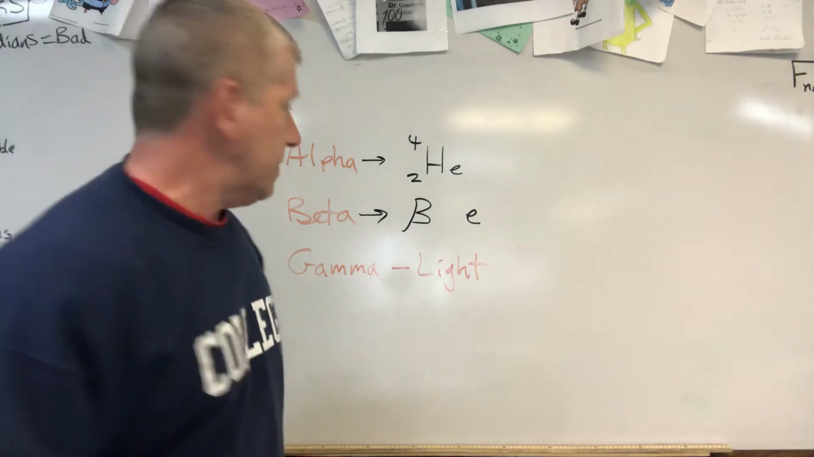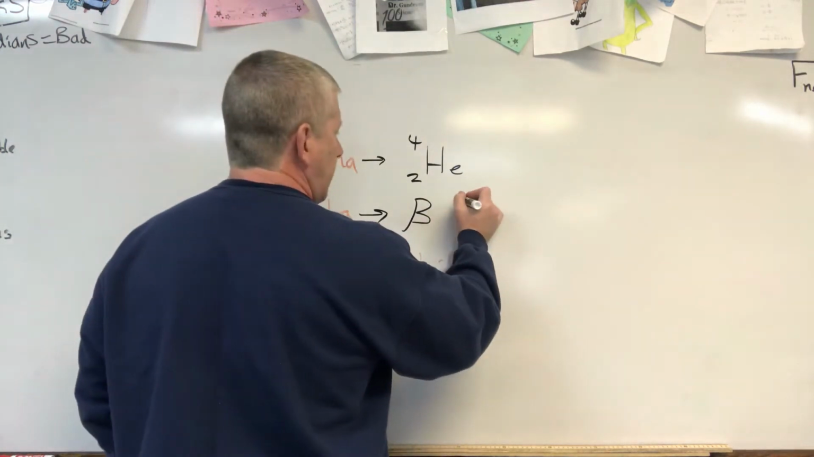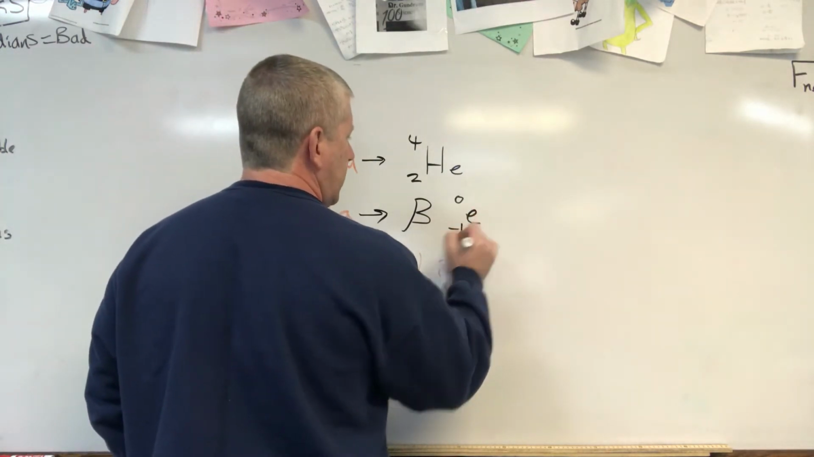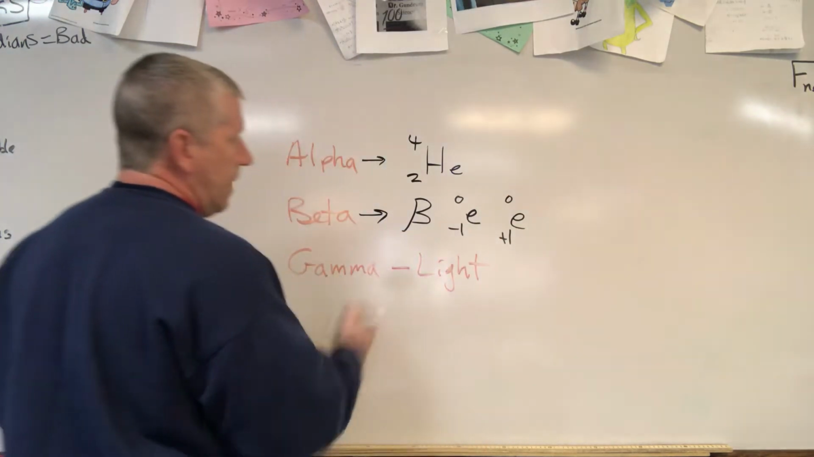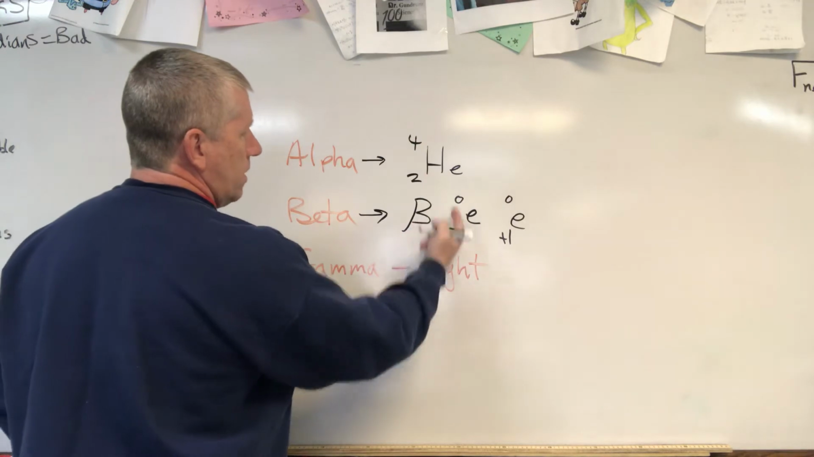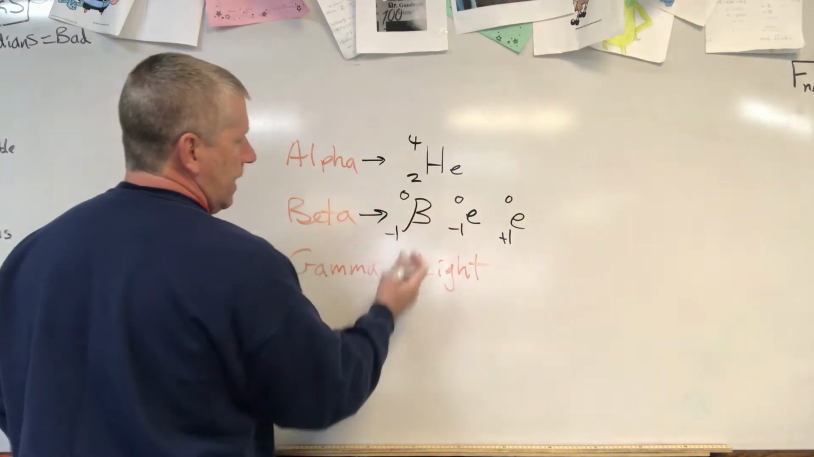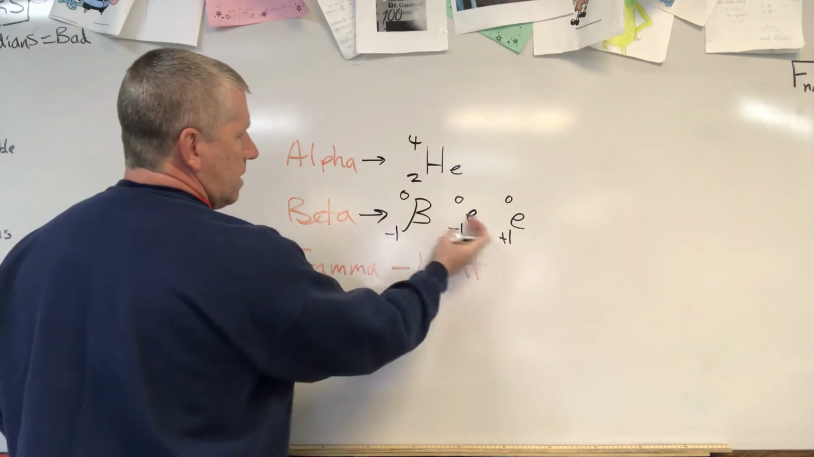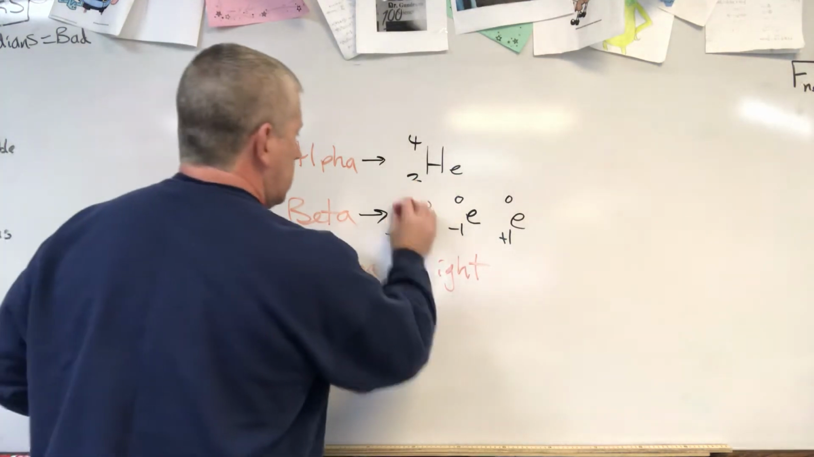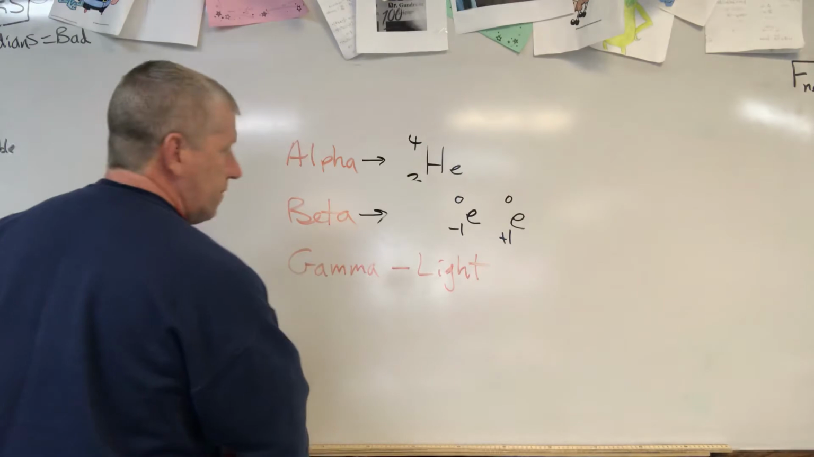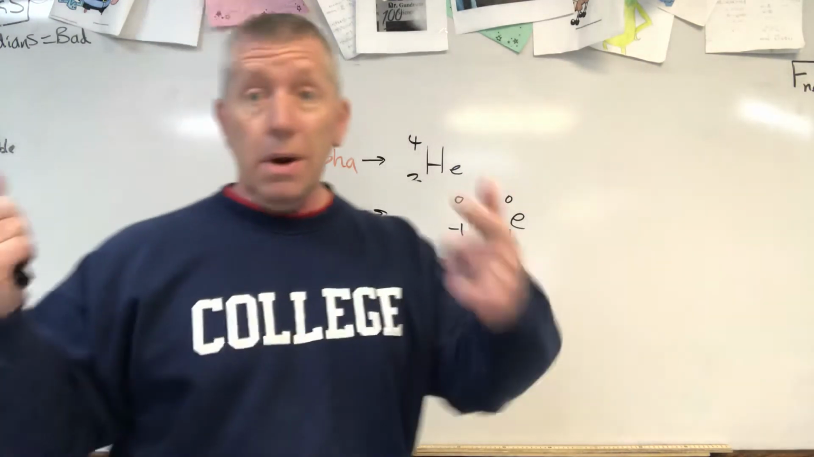So, beta particle. Now, a beta particle comes in two forms. It comes in this form here, or this form here. If I wanted to make a beta particle that looks like this, it would look like that. So this is our beta particle. Again, either one works. I'm going to stick with the e's, and those are our two different beta particles.